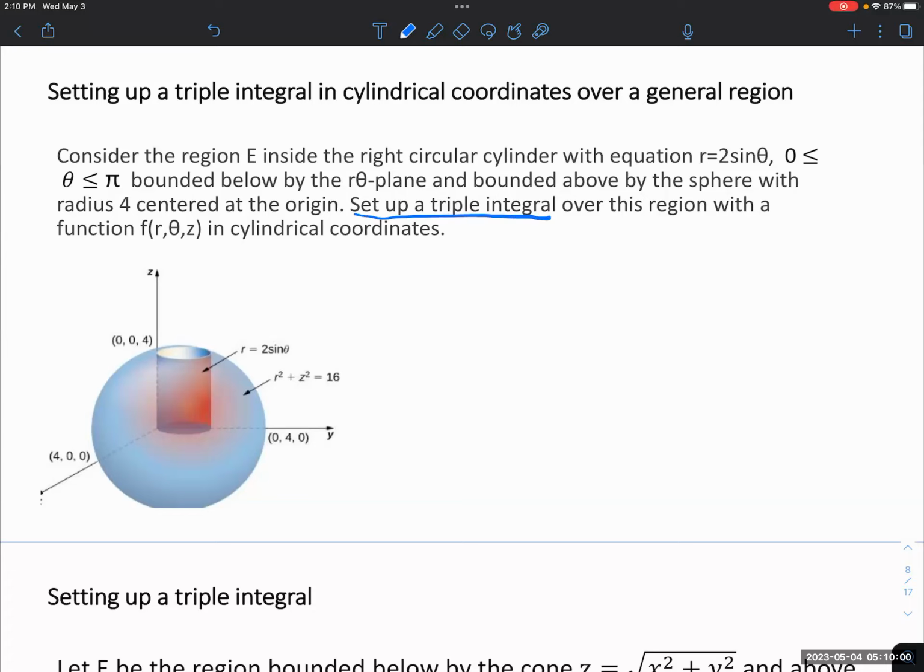So let's read this. Consider the region E, the right circular cylinder with equation r equals 2 sine theta, where theta is between 0 and pi, bounded below by the r-theta plane, and bounded above by the sphere with radius 4 centered at the origin. As you see, there are 2 different geometric shapes. One is a circular cylinder, this one.